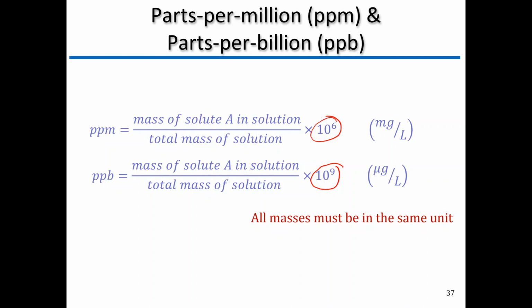Okay, and again, notice that the masses have to be in the same unit. Okay, and then parts per billion is the same as saying micrograms per liter. Okay, so sometimes it's easier to figure things out by just converting to milligrams per liter and knowing that's parts per million. Sometimes it's easier to actually multiply by 10 to the 6th. So just depending on the situation, one of these might have advantages over the other.